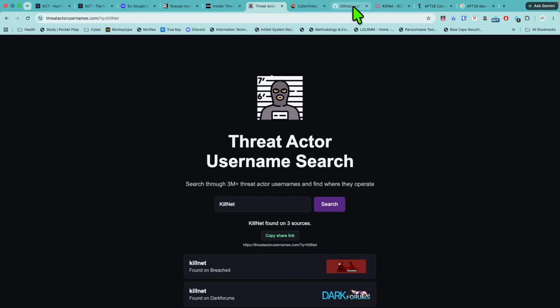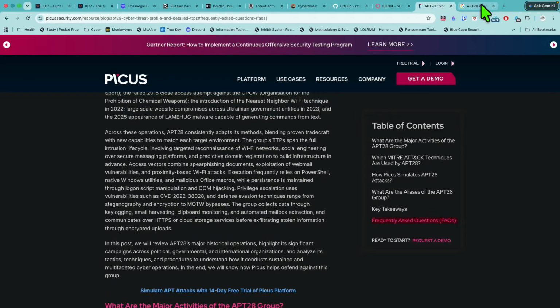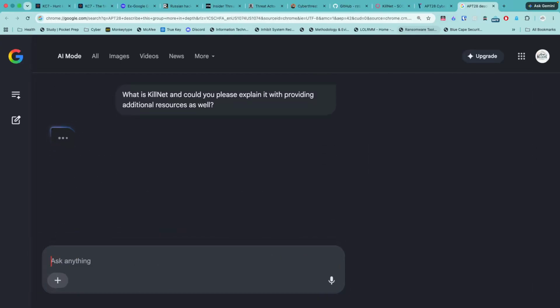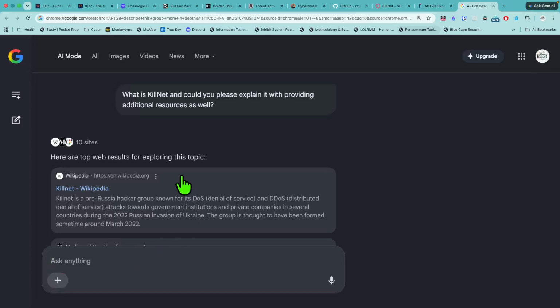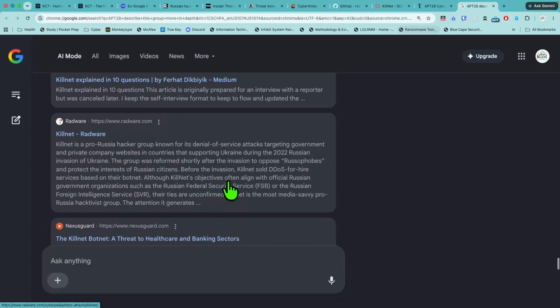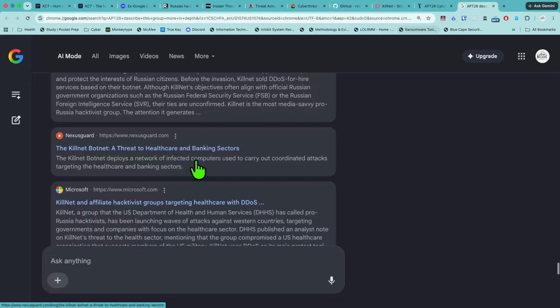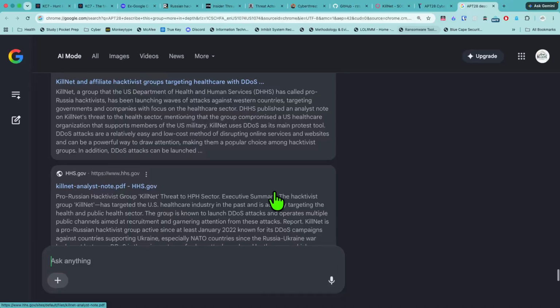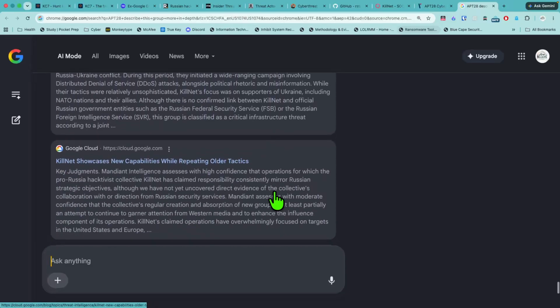Cool. And just to break it down more, what is Killnet? And could you please explain it with providing additional resources as well? Nice. All right, your top 10 web results for exploring this topic. Attack to healthcare and banking guards. Killnet affiliated hacktivist groups targeting healthcare with DDoS. That's going to be your answer. Hacktivists. And much, much more.